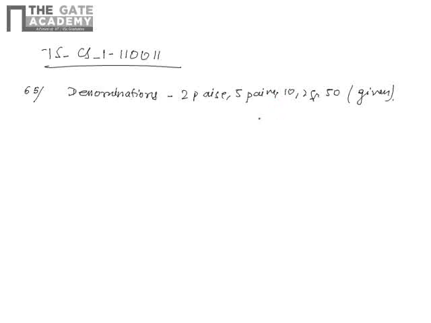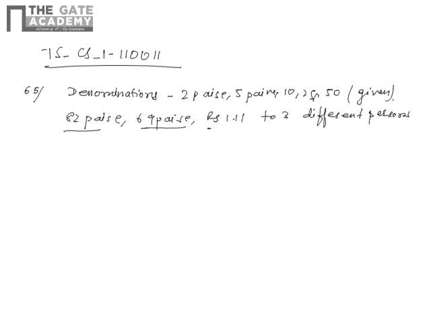for paying exactly 82 paise, then 69 paise, then rupee 1.11 to 3 different persons. So we have to find the minimum number of coins required to pay all these values, not together but separately, like for 69 paise how many coins are required, for 82 paise how many coins are required, for rupees 1.11 how many coins are required of these denominations, and the total should be minimum.